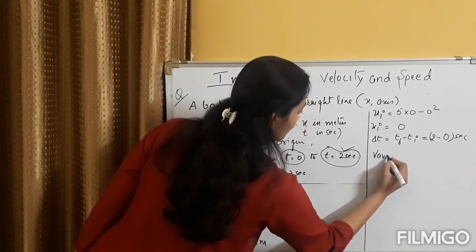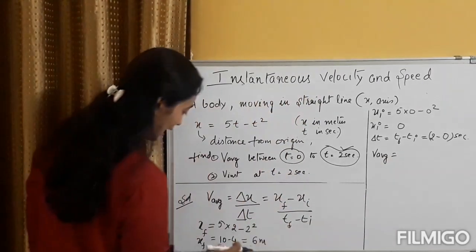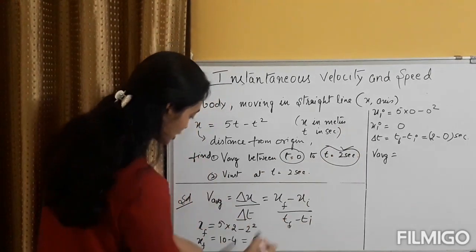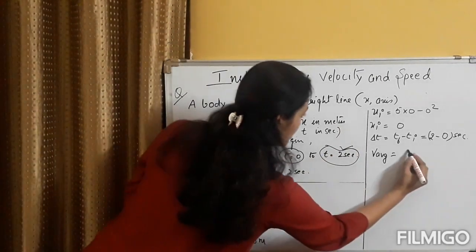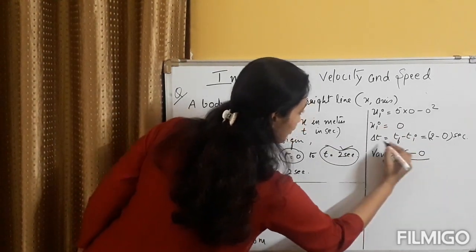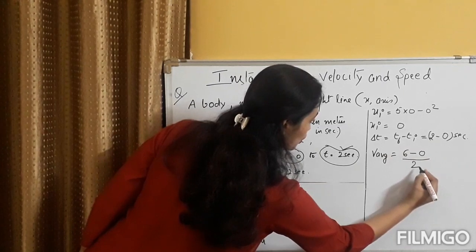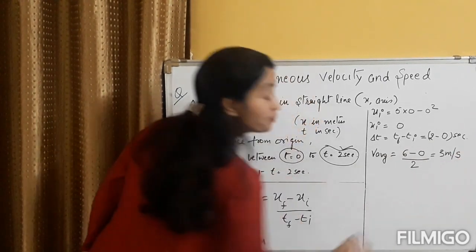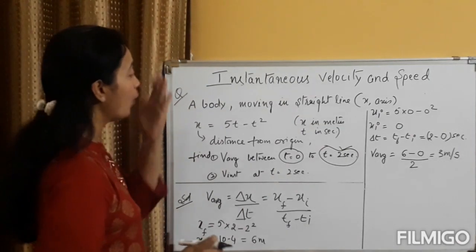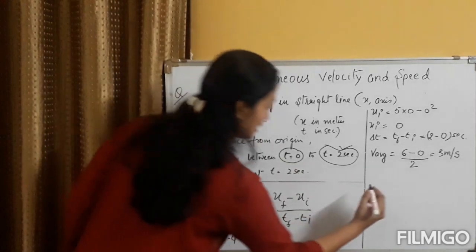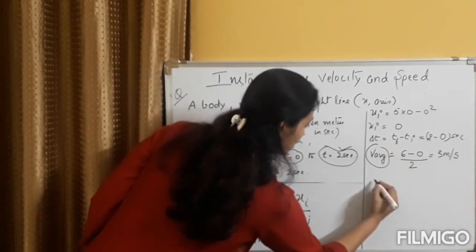V average, what is the value? Delta x upon delta t. What is delta x? X final, 6 meters, minus x initial 0, upon t final minus t initial, which is 2. So I am getting 3 meters per second. This is the value of average velocity.